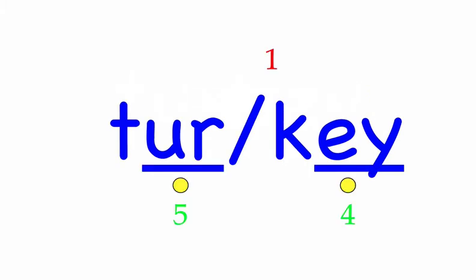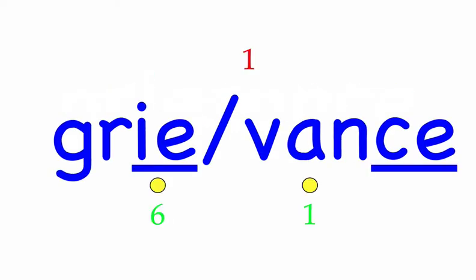Row 4. Grievance. They filed a grievance against the police department. Grievance. Gree has 3 sounds. G, r, e. Vance. 4 sounds. V, a, n, s. Grievance. Mark the word.